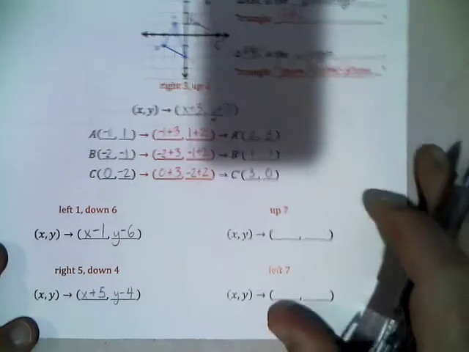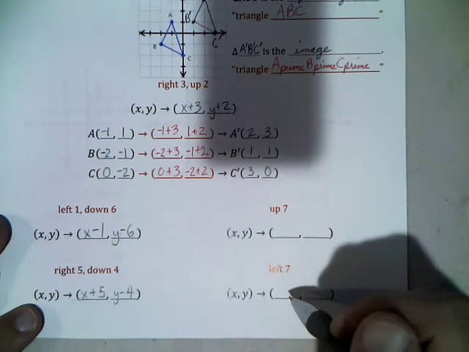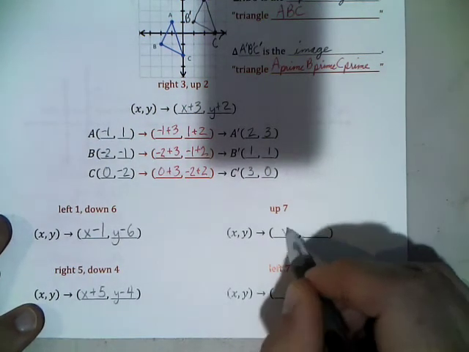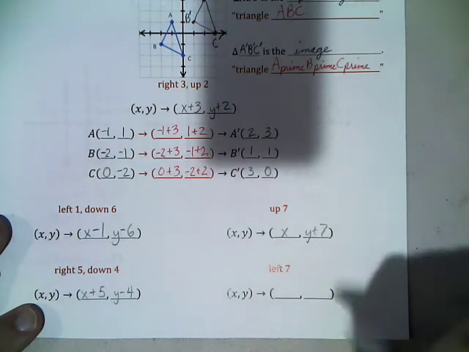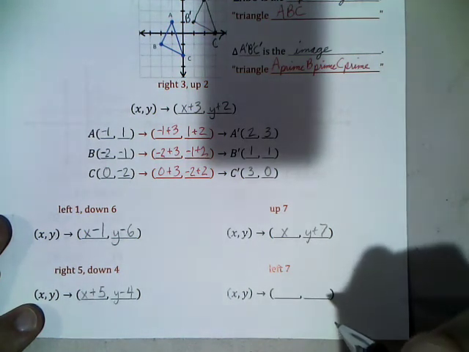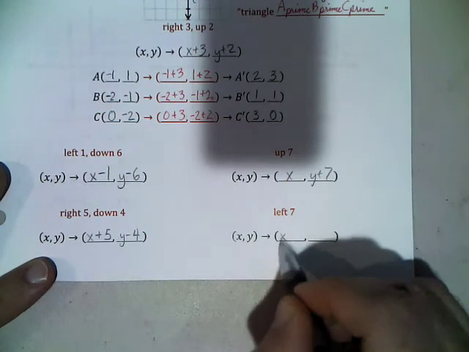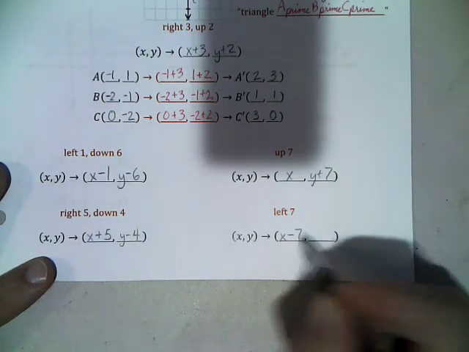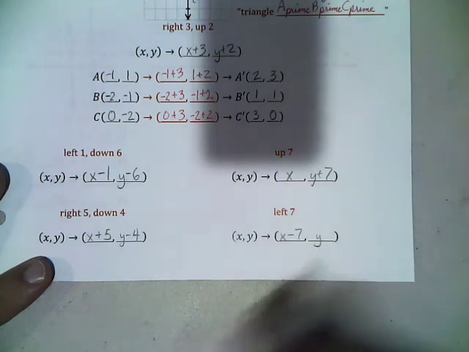Over here, up and down only affect the y value. So nothing's happening to the x value, so it's going to stay the same. But my y value, up is positive, so plus 7. Down here, left and right affect the x value, so it'll be x, left is negative, so x minus 7. Nothing's happening to the y value, so just y.